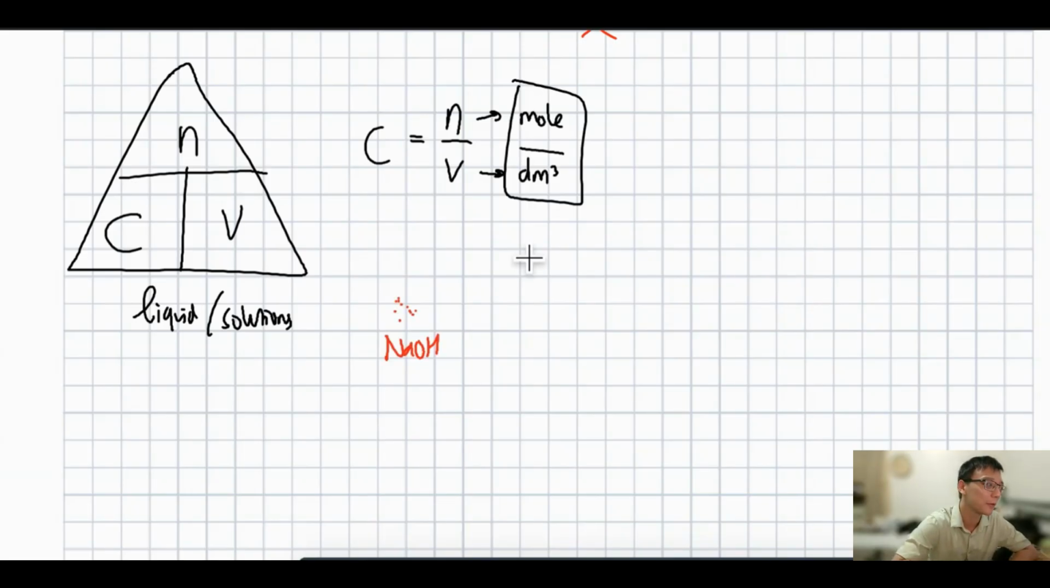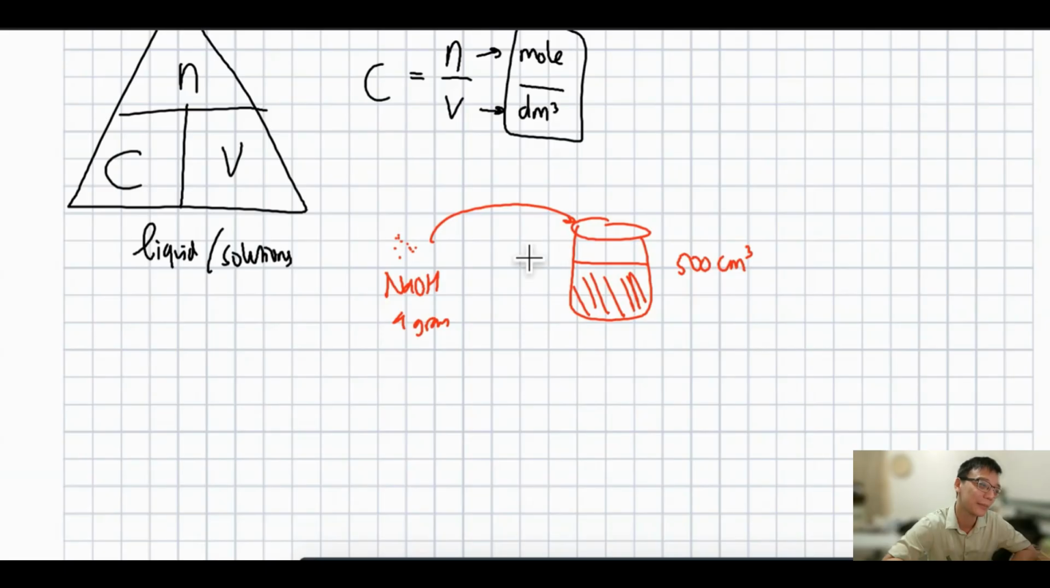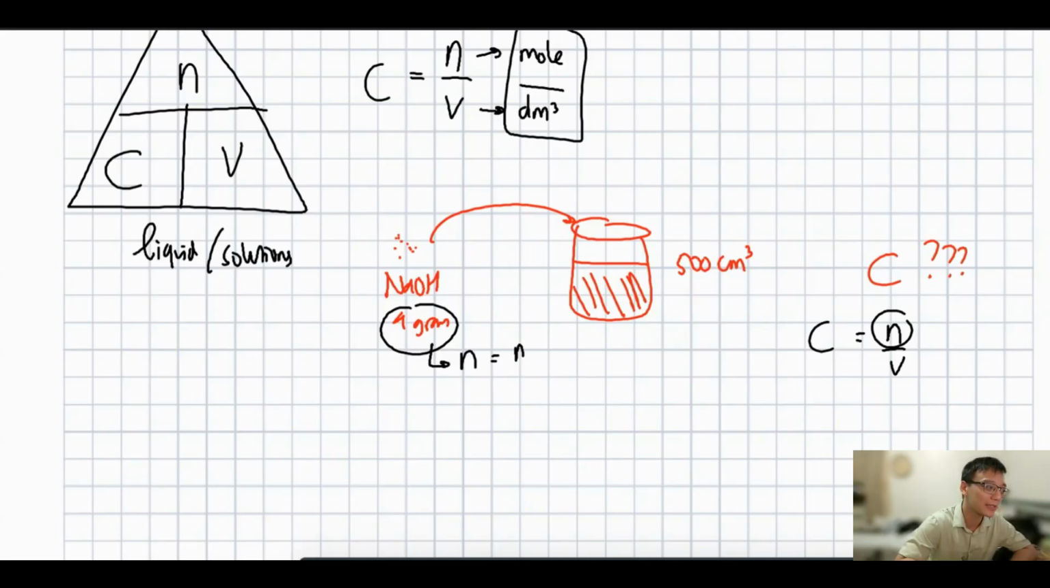For example, provided you have sodium hydroxide and the mass is 4 gram, we try to dilute it, dissolve it in a bigger glass, let's say 500 centimeter cube. The question asks, what is the concentration? How would we be able to find the concentration? So we know that the concentration of such a thing would be mole over volume. How can we find the mole from this information? I think the mass is provided here. So from the mass, we can find the mole.